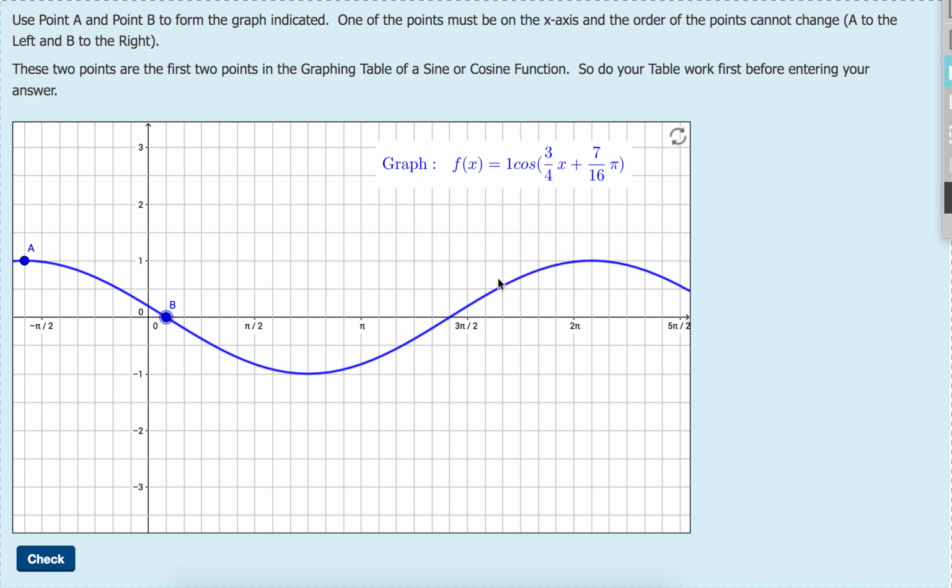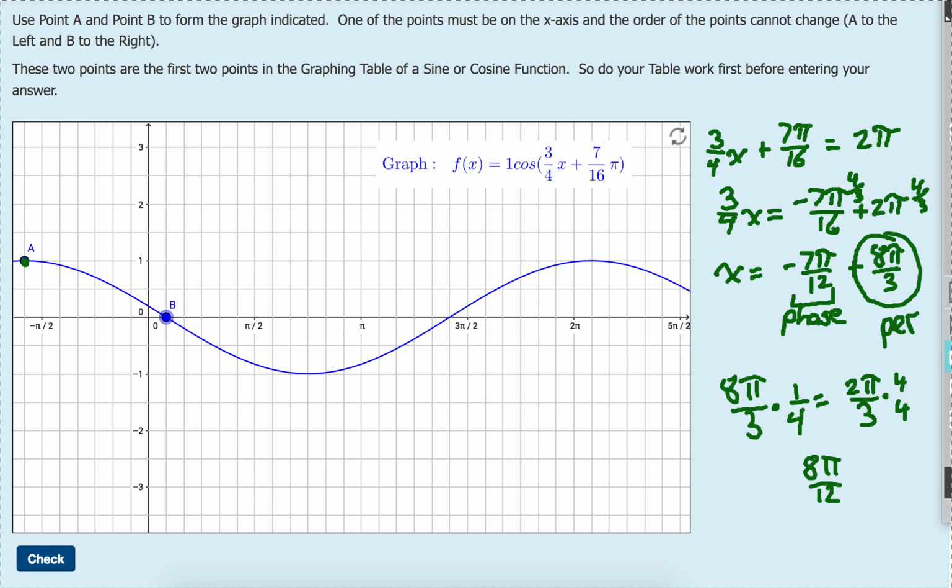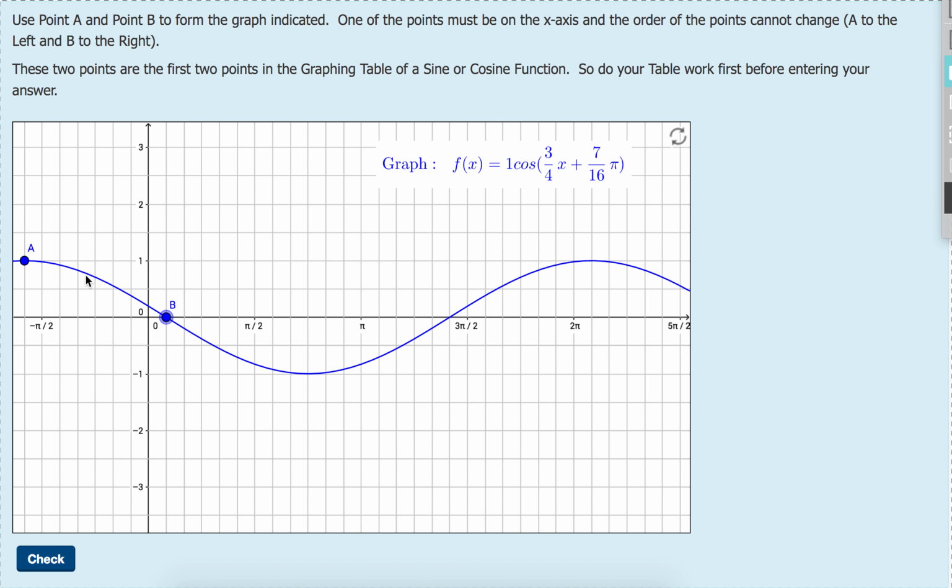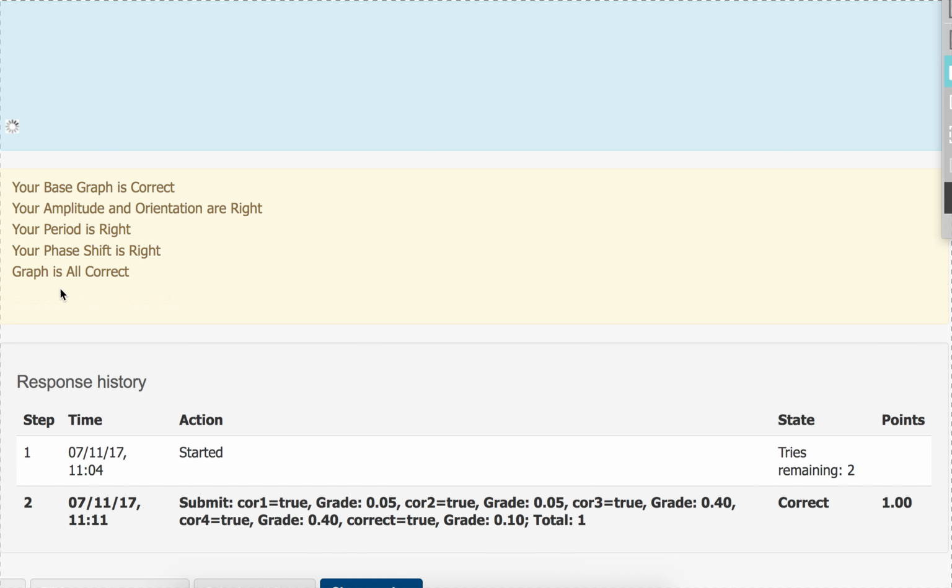So we have a cosine graph. The phase shift was -7 pi over 12. The period was 8 pi over 3. And if we multiply top and bottom by 4 there, that would be 32 pi over 12. So it would have to be 32 units all the way to here. Or is it here? Here. So if you want, you can count from A to here, and that should be 32 pi over 12. But we only need a quarter of it. So we're only going to do the 8 pi over 12, which is to here. All right, and then just hit check, and it should, I hope, say graph is all correct.